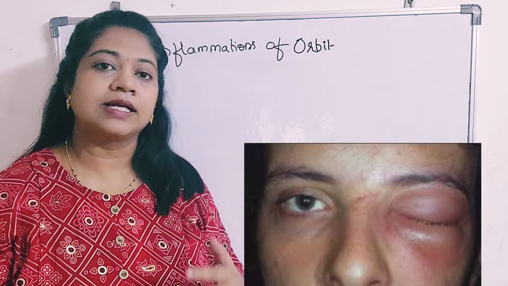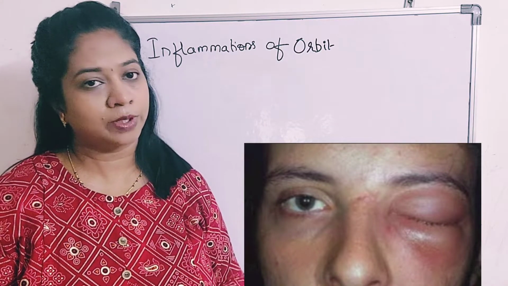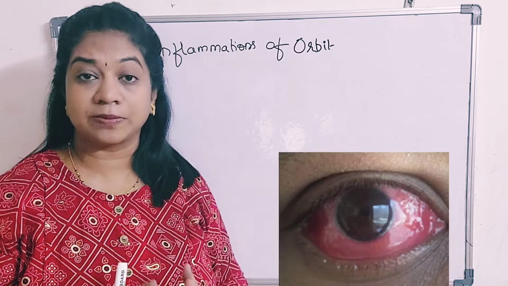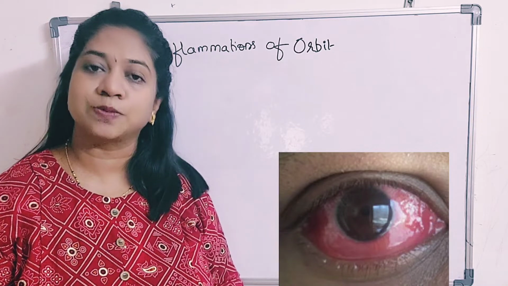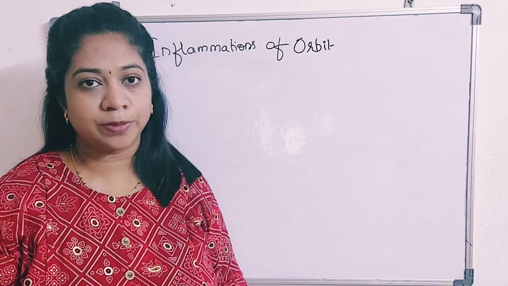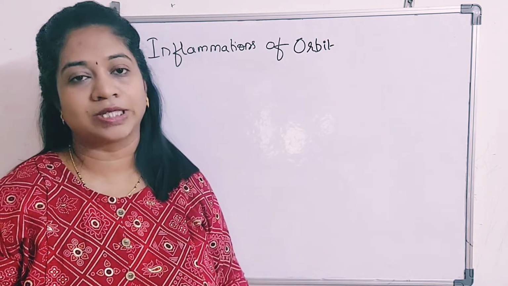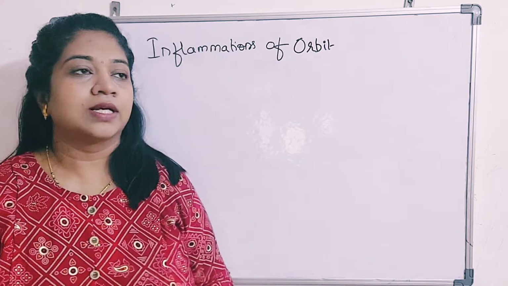The second is, if you don't treat the inflammation of the orbit properly, it can be a grave prognosis for the eye. The patient may lose vision because of exposure keratitis, neurotrophic keratitis, or optic neuropathy. So it is very important to know about the inflammations of the orbit.